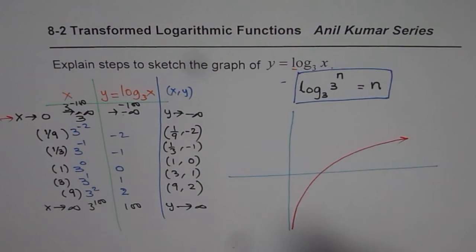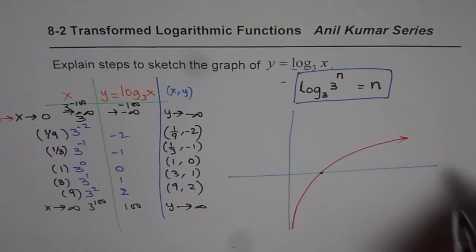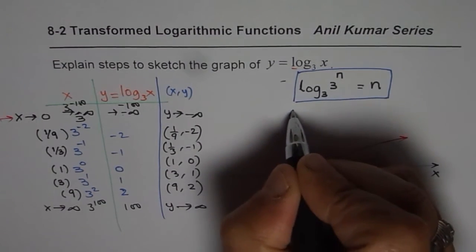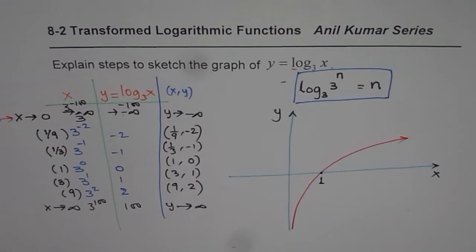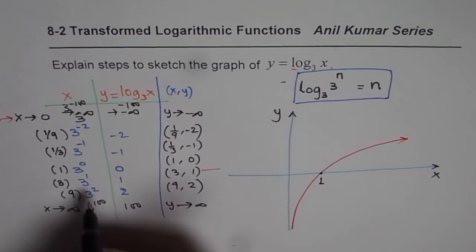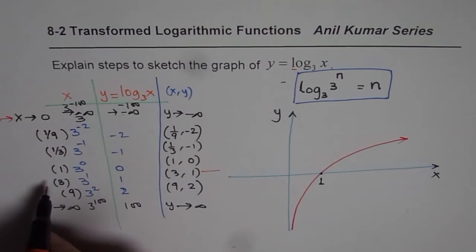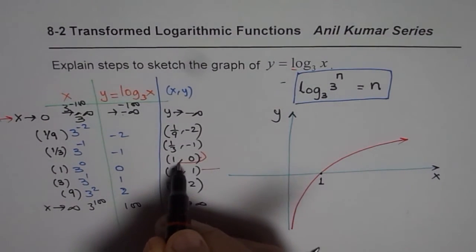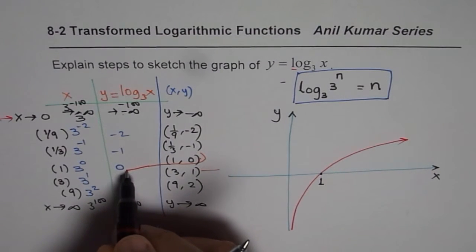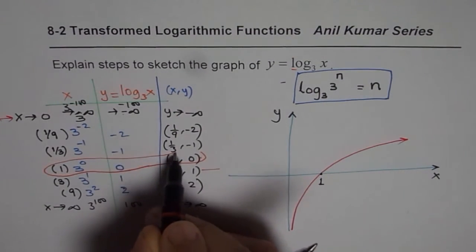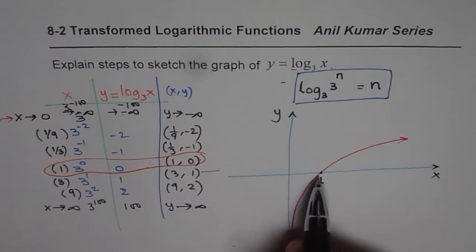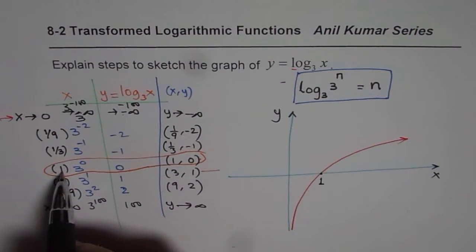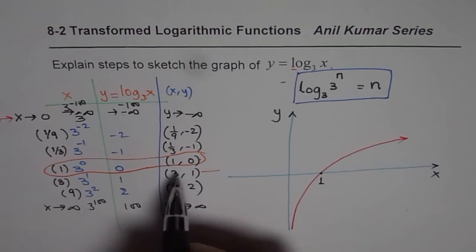And the critical points to mark here, of course, are the x-intercept. So we have x here, y values there, and this is always at 1, correct? So that is the point, which is this point. At 1 we have this point. So the x-intercept will be at 1. 3 to the power of 0 means x value is 1, correct? So at 1 we have 0.